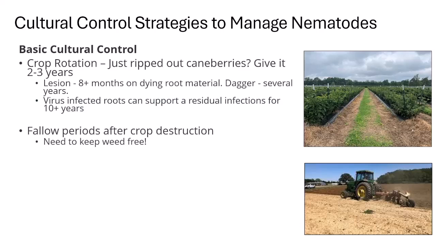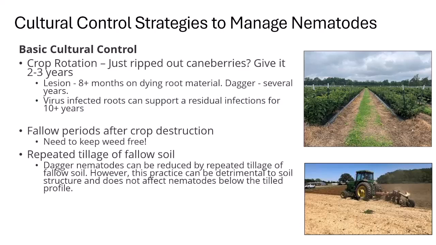So the more time you're putting in to get rid of these things or leave it a little bit fallow, it's going to give you a lot. Fallow periods after crop destruction. And so when we say fallow, we absolutely mean fallow with especially dagger nematodes. They can feed on a lot of weed species and move these viruses around. Just because it's a tobacco green spot doesn't mean they need tobacco. They can be a lot of different types of weed species, especially solanaceous weeds that are very common in blackberry fields.